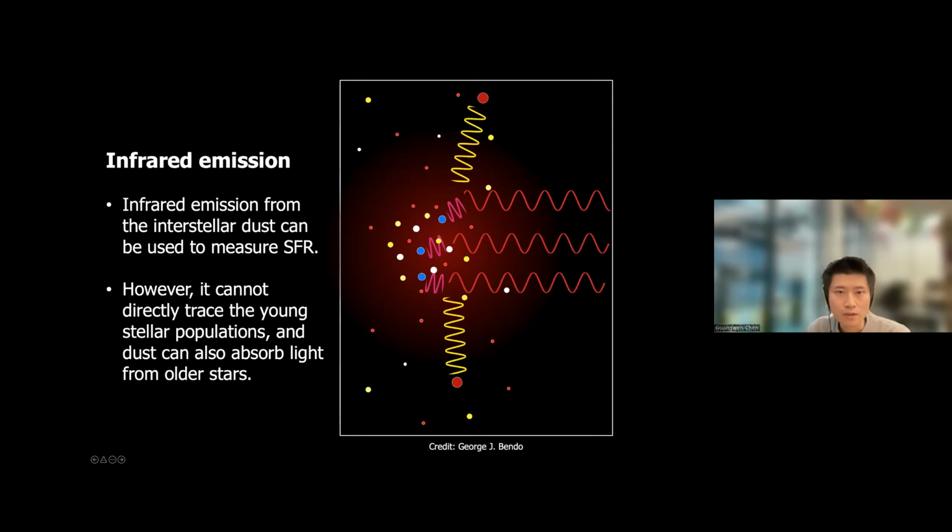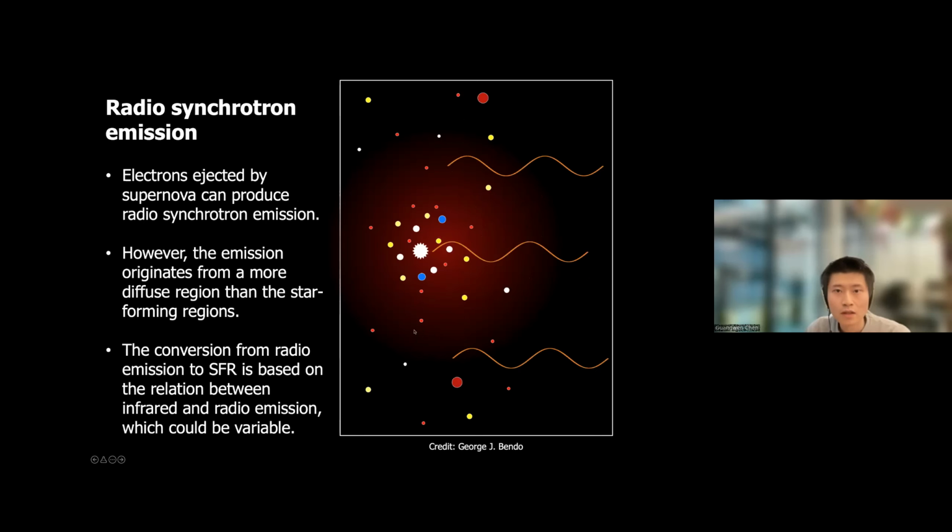Infrared emission from the interstellar dust is widely used to measure star formation rate as well. However, this emission cannot trace the young stellar population directly. In addition, dust can also absorb the light from the older stars, shown as the red points in the figure. We can use the radio synchrotron emission to measure star formation rate because it is produced by the supernovae that form from the ionizing stars.